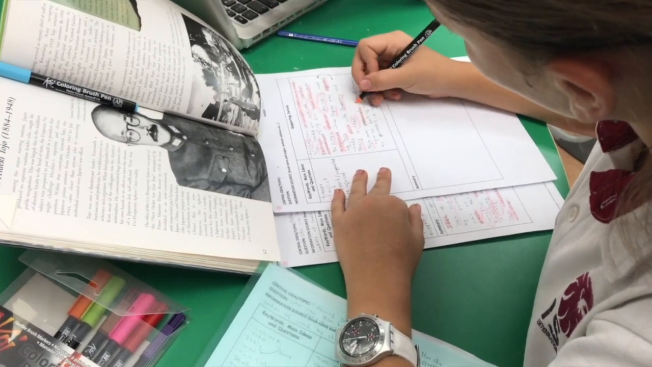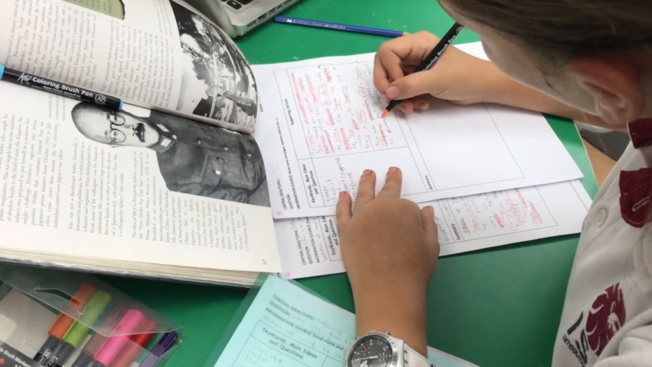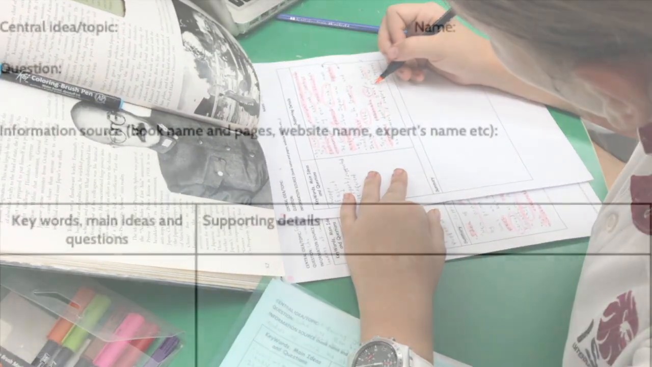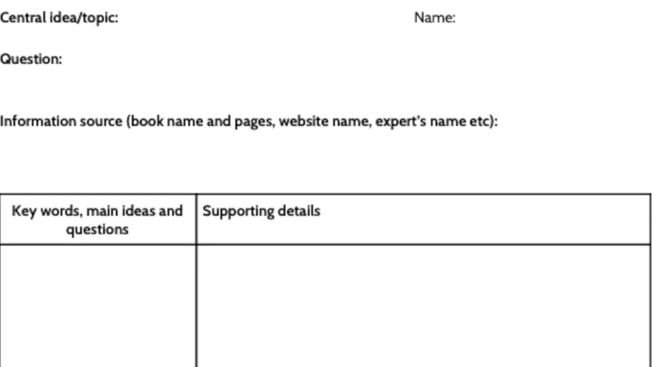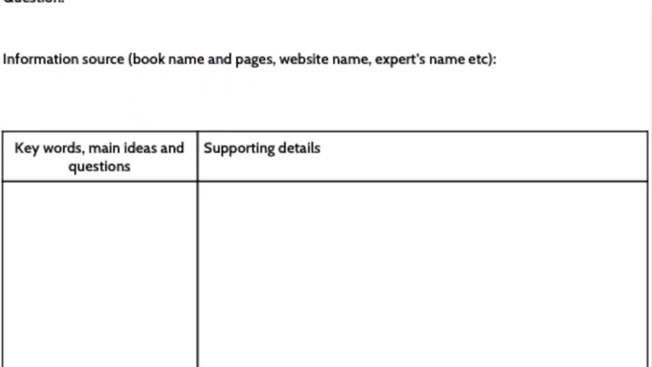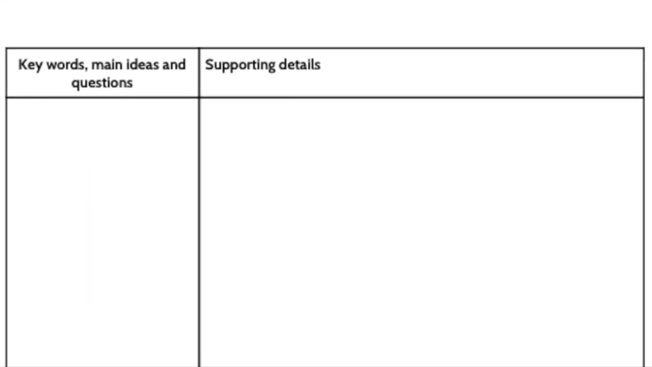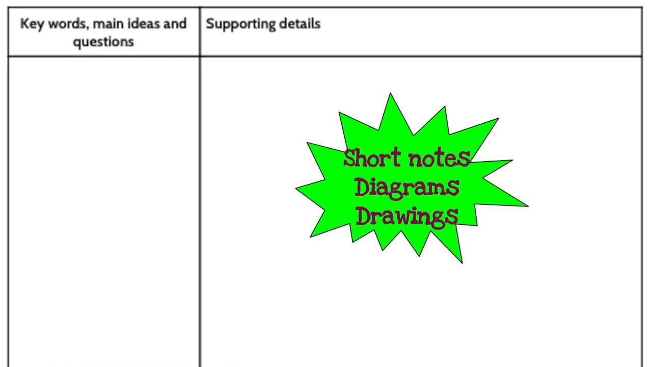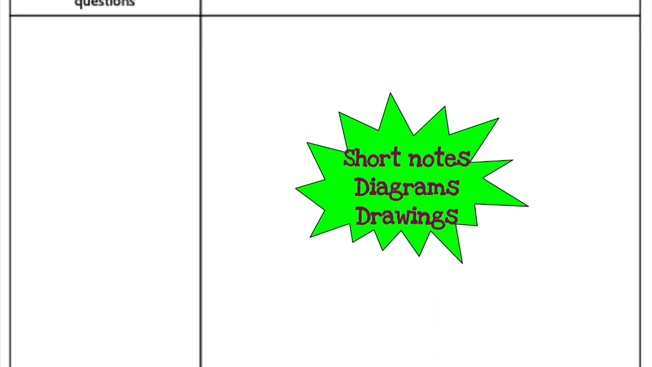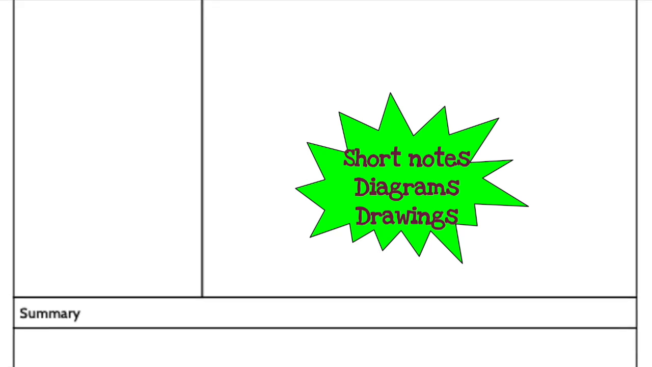There are many ways to take notes. One method of note-taking is by using a structure called a Cornell note. Cornell notes have 3 sections, as well as a section to write your information source. The section on the left is for you to record keywords and questions you have while you are reading. The section on the right is for supporting details. Here you can write short notes and create diagrams and drawings. The bottom is for a short summary of your information.